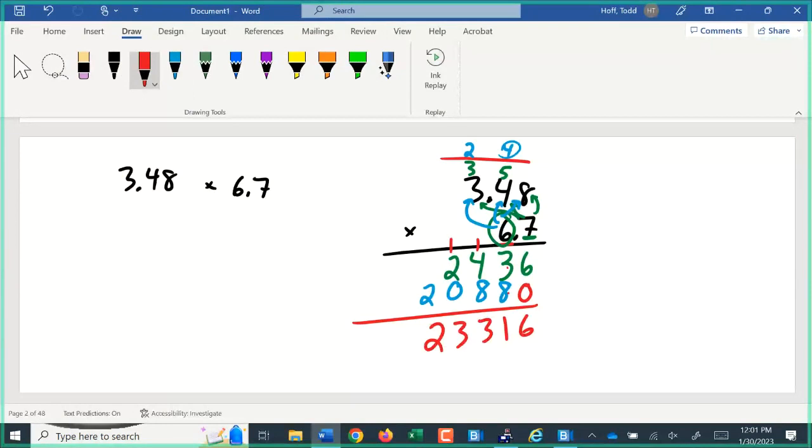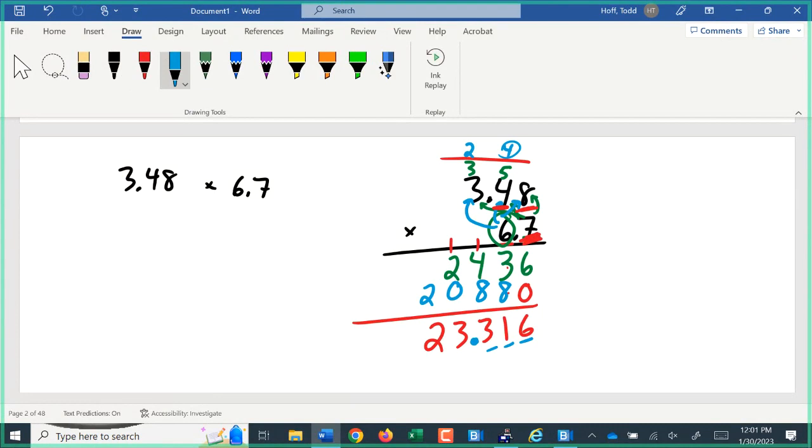And of course, the way we were taught to do that, you count 1, 2, 3 decimal places in the problem. Start at the end of your solution. You count backwards 1, 2, 3 decimal places in the answer. That's where your decimal point goes.